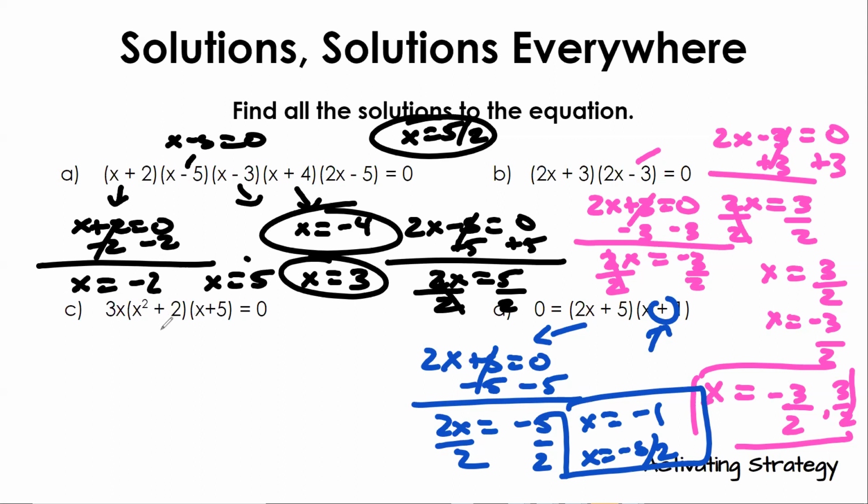Okay. C is the one that's probably going to give people the most trouble, so let's talk through this one. This 3x, you're going to set it equal to 0. This x squared plus 2 equal to 0. And that's x plus 5 equal to 0.